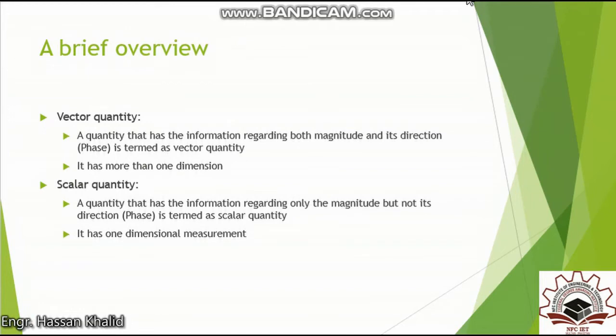Now let us first of all distinguish between these two quantities, vector as well as scalar quantity. A vector quantity has information regarding both the magnitude as well as the phase, sometimes also called direction, and it has more than one dimension. Similarly, a scalar quantity conveys information regarding only the magnitude, but it is not concerned about the direction, and it is also a one-dimensional measurement.